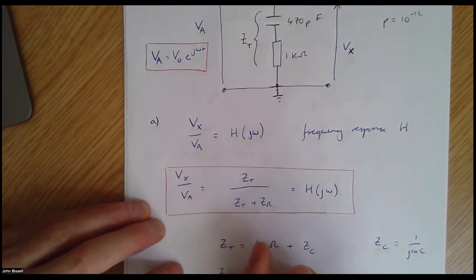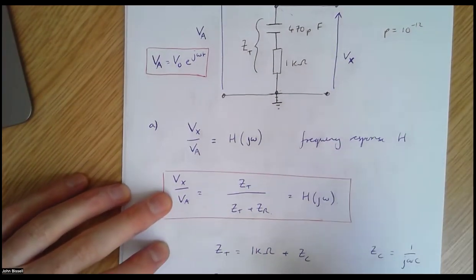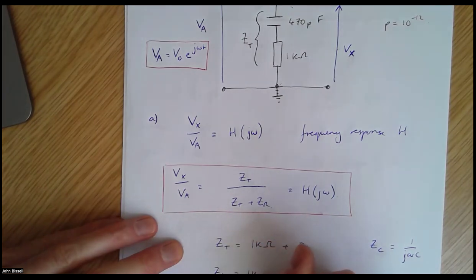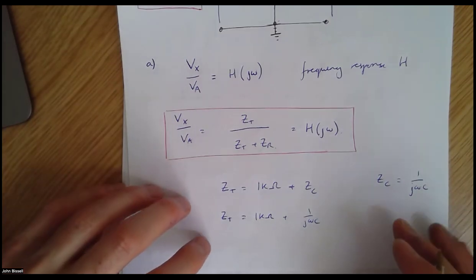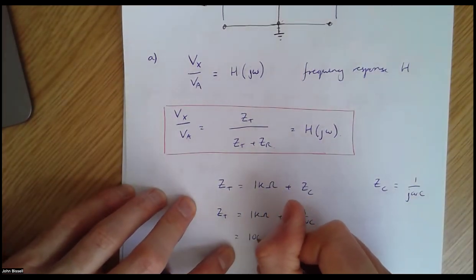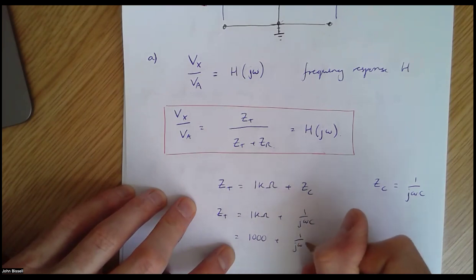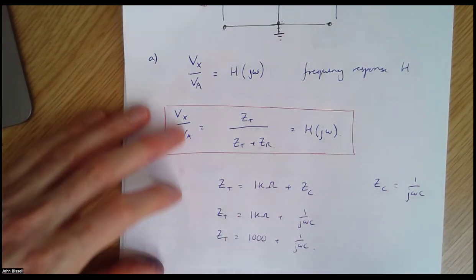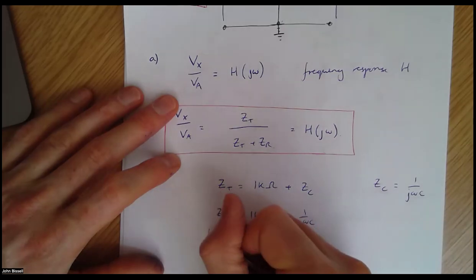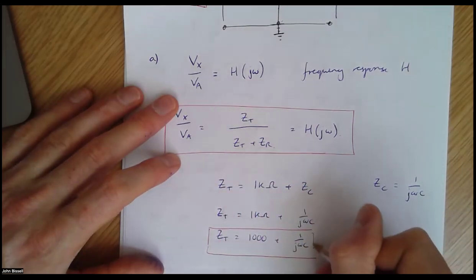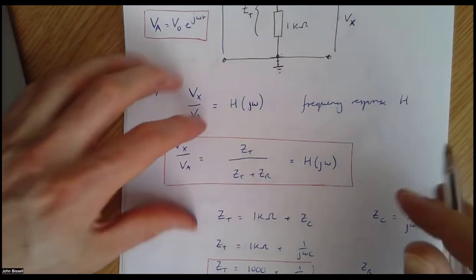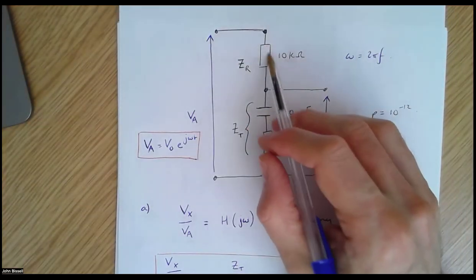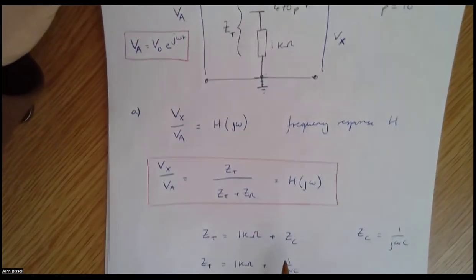So the total impedance of these two things in series is just 1 kilo ohm plus 1 over j omega C. Now, I'm going to do what is common in a lot of these things. I'm just going to forget about the units for the time being. So I'm just going to call that 1000 plus 1 over j omega C. And we know that ZR, the impedance of this thing here, is just 10 kilo ohms, so I'm just going to write that as 10,000.